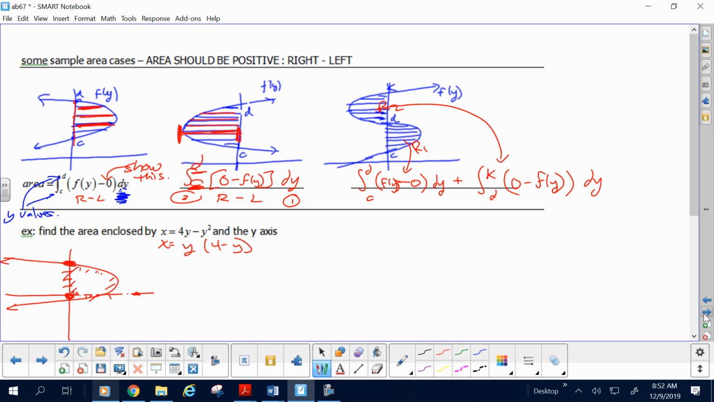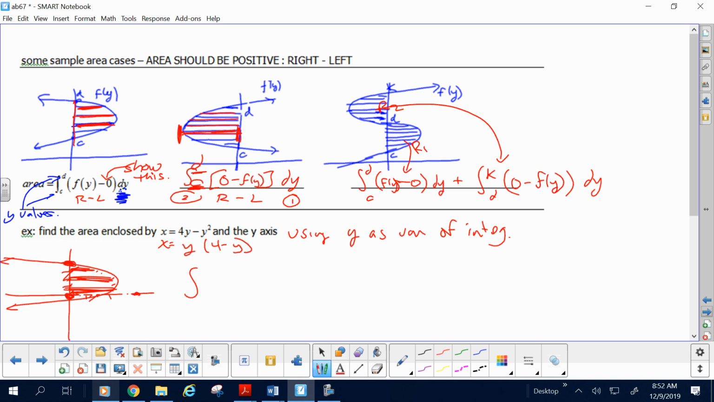Starting tomorrow, we'll talk about how do you know whether to use x or y. For now, the problems will say using y as the variable of integration. For reasons you'll understand more and more when we get into volumes, I would like you to draw slices or rectangles. If y is the variable of integration, then I'm getting slices this way.